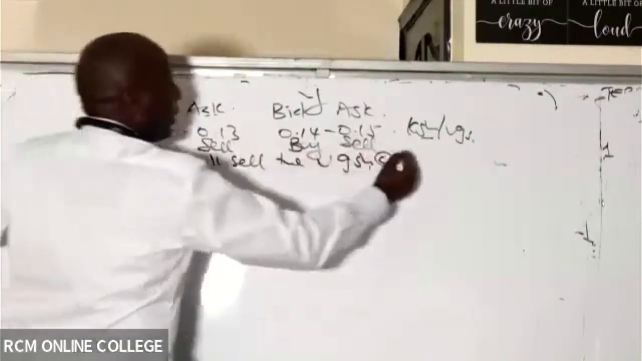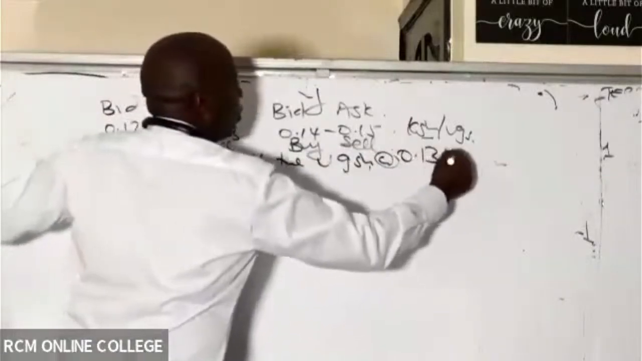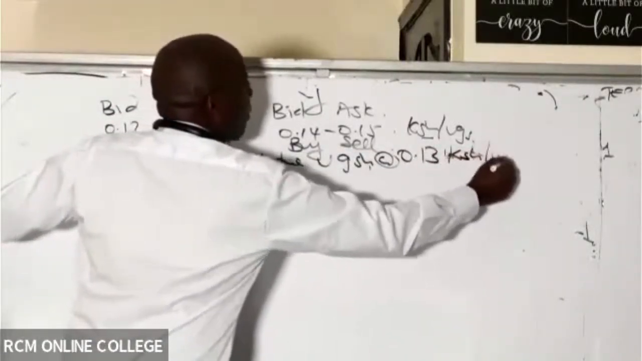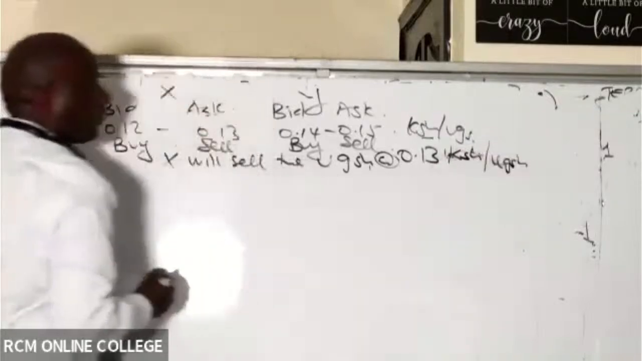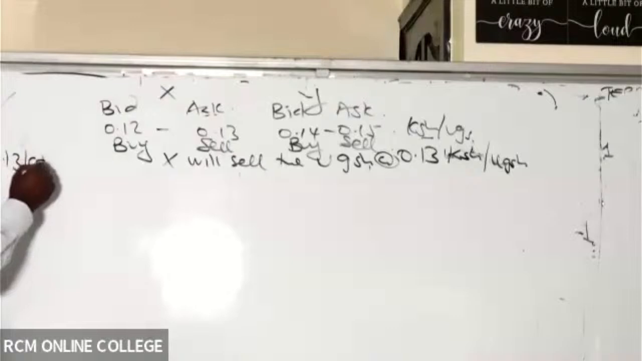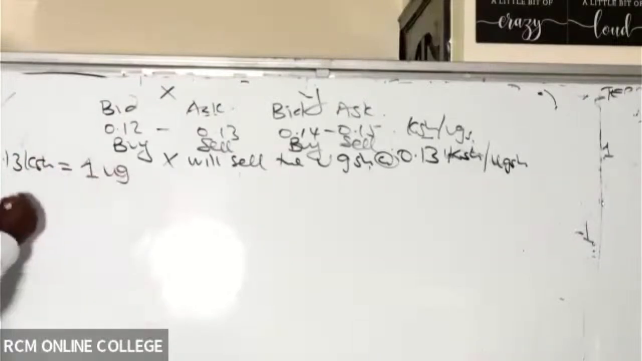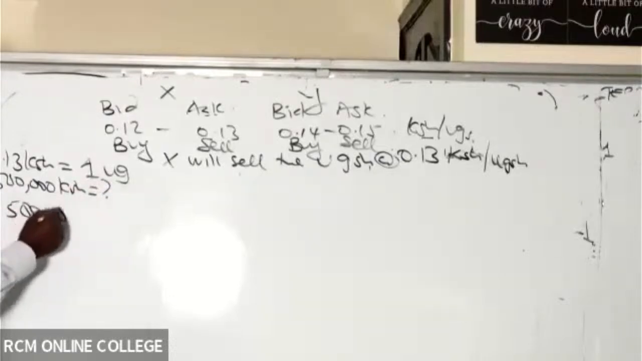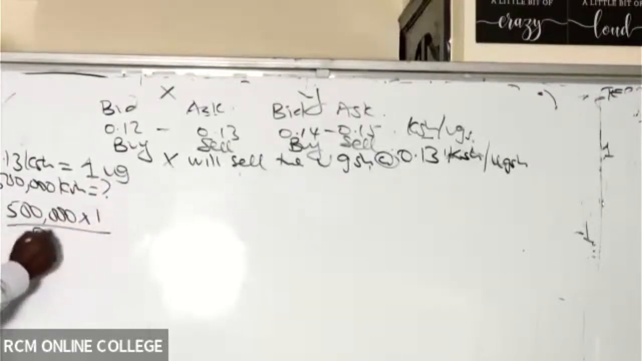At 0.13 Kenya shillings per Uganda shilling, like that. So then go ahead and exchange. So we have 0.13 Kenya shillings equals 1 Uganda shilling. How about 500,000 Kenya shillings? So when you go ahead and cross multiply, it will be 500,000 times 1 over 0.13, which will end up giving us what figure at the end of the day?